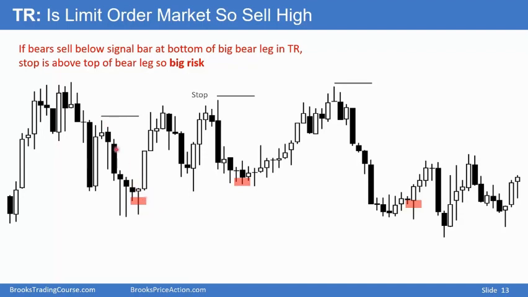The stop for a bear selling here might be at the top of this final leg down. It might be at the top of the trading range. In any case, selling here, the stop is wide. The risk is big. Selling below this small bear flag, stop up here. Big risk. Strong sell-off. We have a small bear flag, selling at the low of that sell signal bar. The risk is very big.